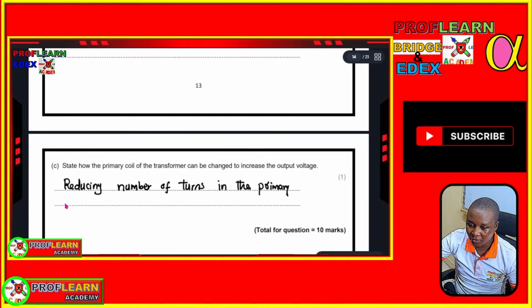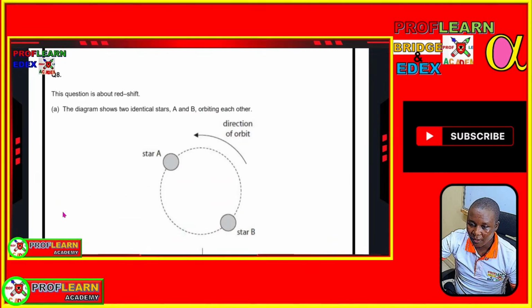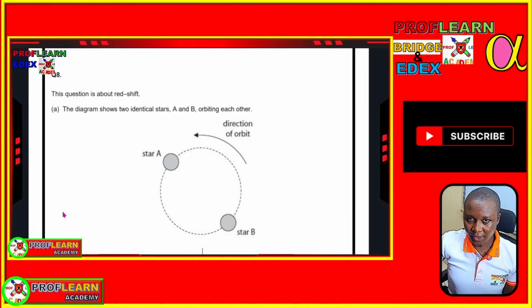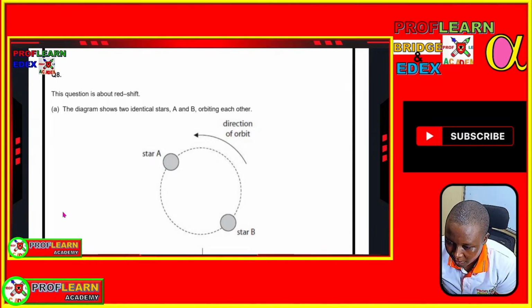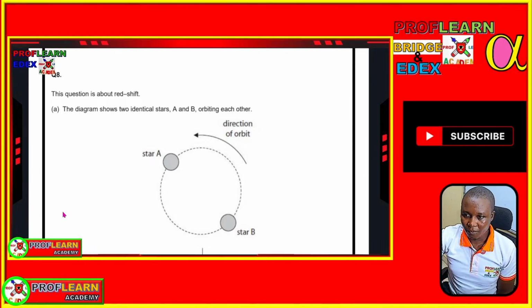Basically, this one was focusing on primary coil, so we shall talk of that. Moving to this question, this is actually Doppler effect, and you need to understand that Doppler effect is the change of wavelength or frequency of a wave due to relative motion between the source and the observer.